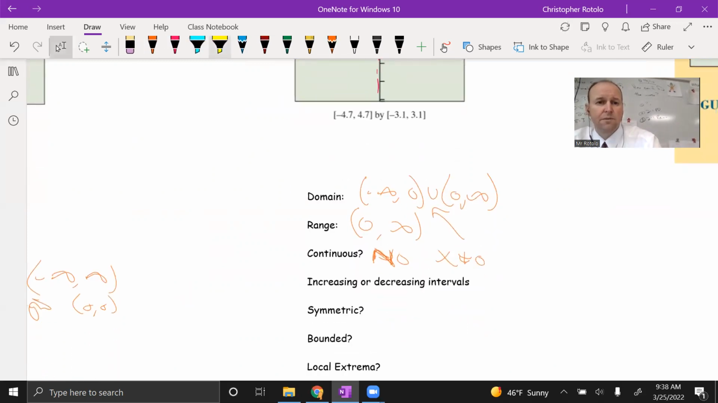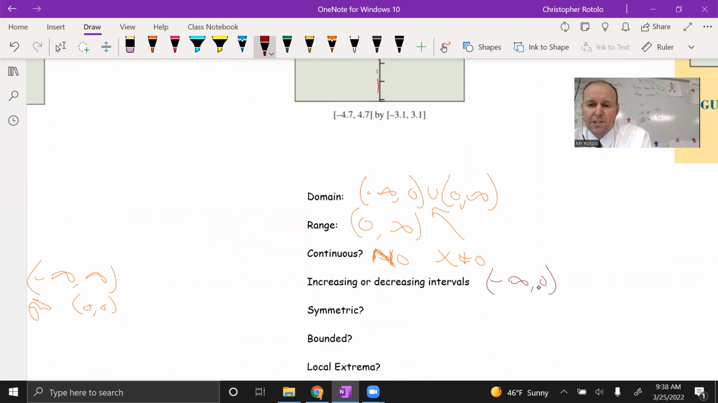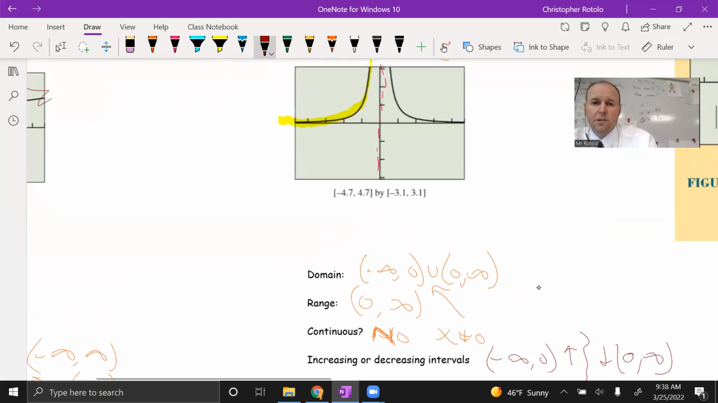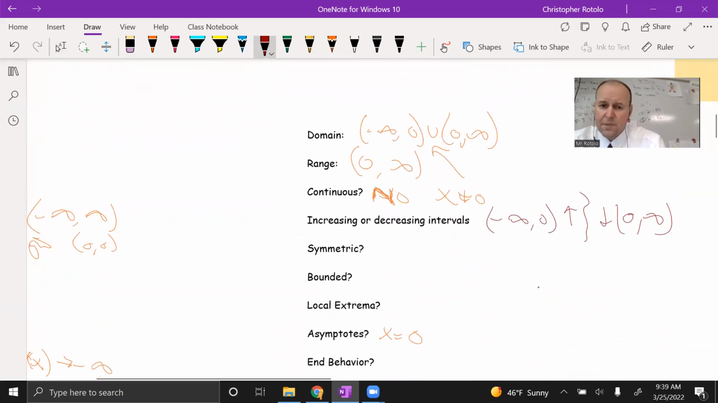So from negative infinity, I always want to work left to right, negative infinity until 0, but I don't actually count 0. That's going to be increasing. And then my decreasing, so decreasing is going to be from 0 to infinity. As we take a look at those, remember it's going to keep getting closer and closer, but I'm never actually going to reach 0. Is it symmetric?